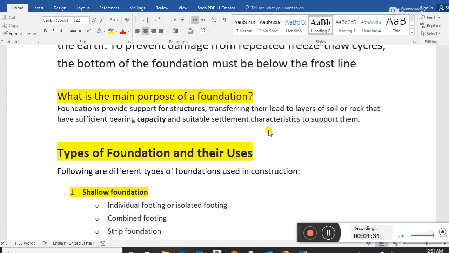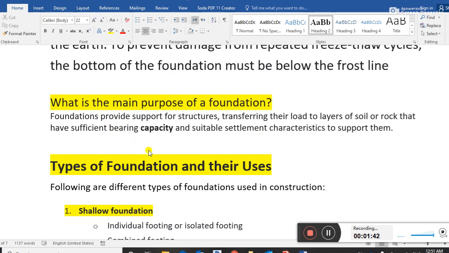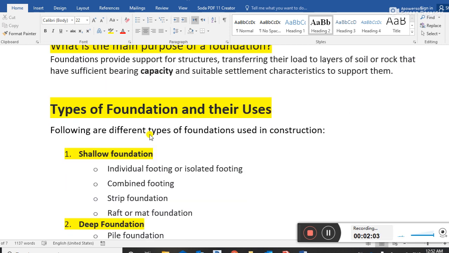Coming to another term, what is the main purpose of foundation? Why do we provide the foundation for a building? Guys, the foundation provides support for the structure, transferring its load to the layers of the soil or rock that have sufficient bearing capacity and suitable settlement characteristics to support them. This is the purpose of the foundation, guys.